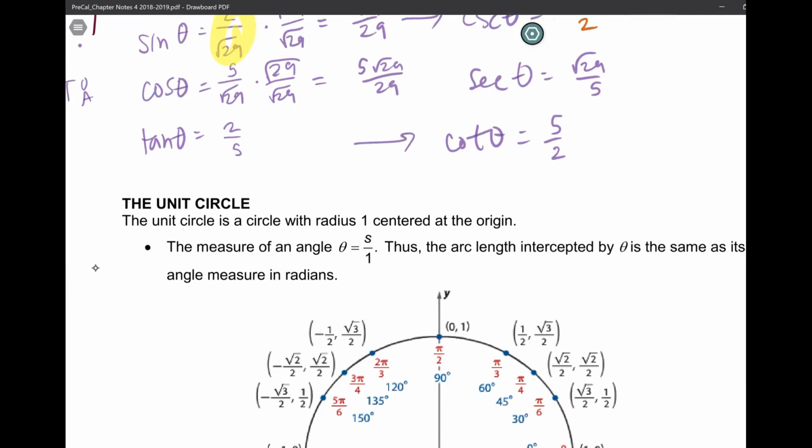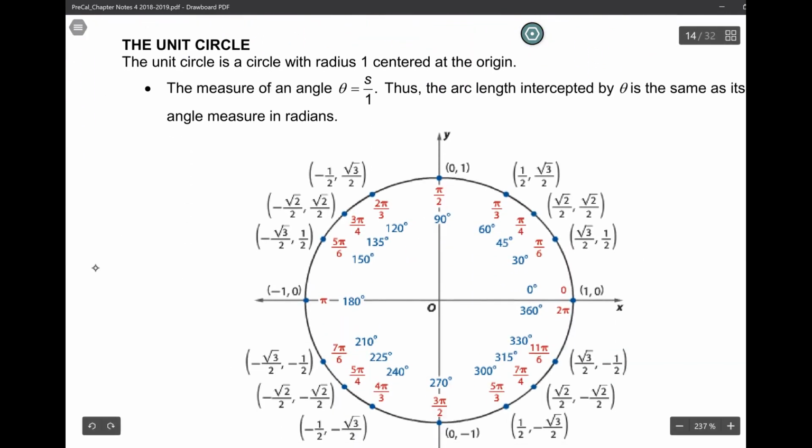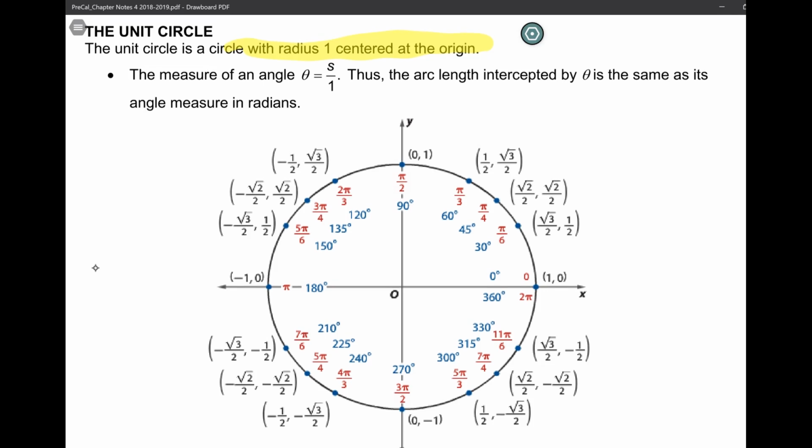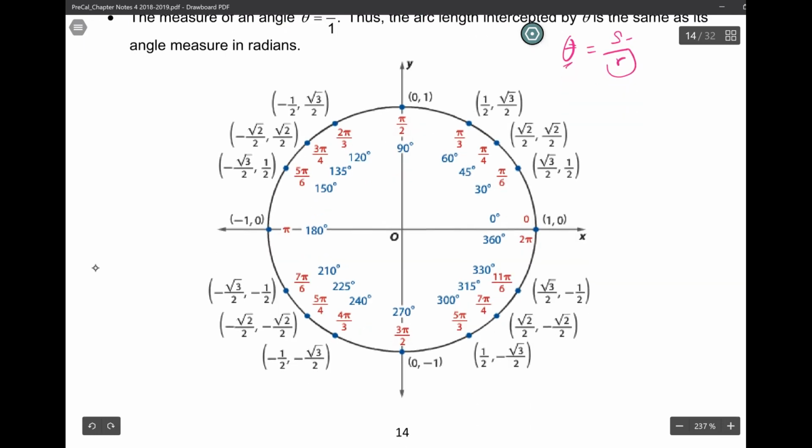All right, so the unit circle I've been alluding to is a circle with a radius of 1 centered at the origin. So the measure of an angle is equal to s over 1. So that's just going to be the arc length over 1. So thus the arc length intercepted is going to be the same as the angle measure in radians. Because if you remember, this theta is your definition of radian. Before we said it's the arc length over radius, but if your radius is 1, your measure in radians is just going to be your arc length, if this bottom part is equal to 1. So you will need to know this coming up pretty soon.